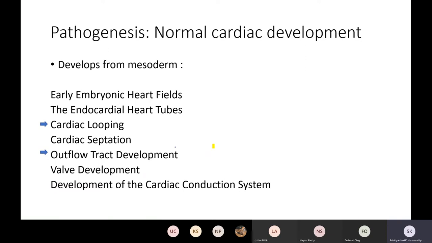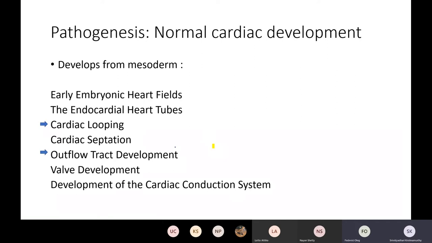So this slide is telling you the stages of embryonic development. Are you all still with me? It feels a bit strange that I'm talking to the computer screen. We can hear you, everything is fine.